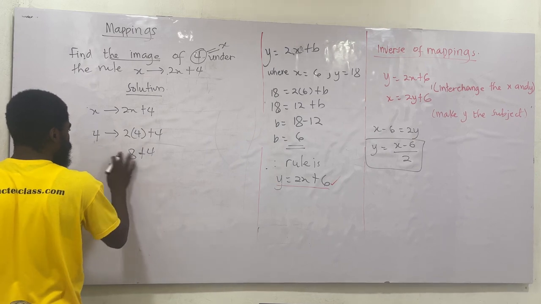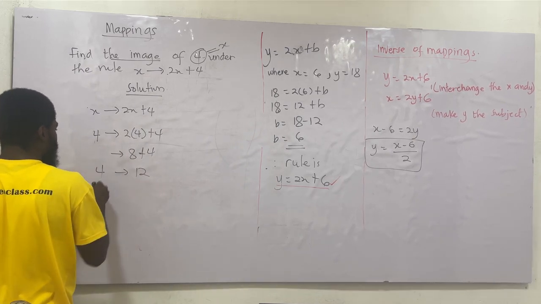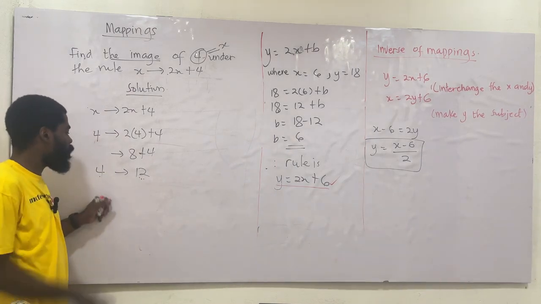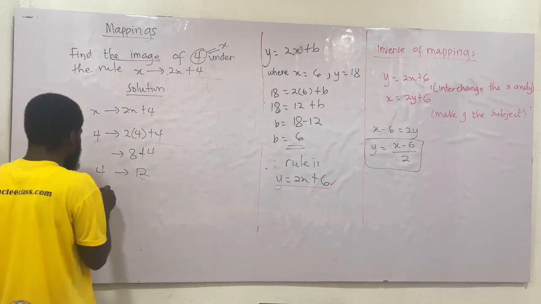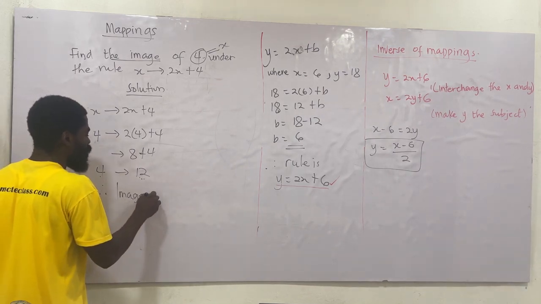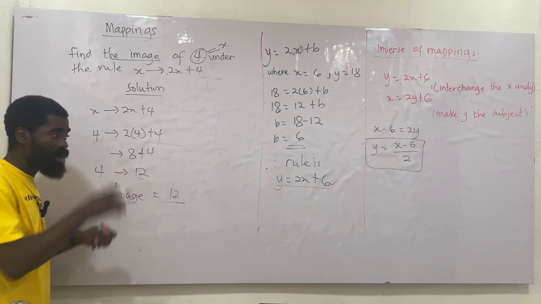And that gives us what? That gives me 12. That means in the mapping, 4 is mapping onto what? 12. That's what it means. 4 is mapping onto what? 12. So the image, therefore, the image is 12. Or the image is equal to 12. If I'm writing the arrow diagram, this is what I have.